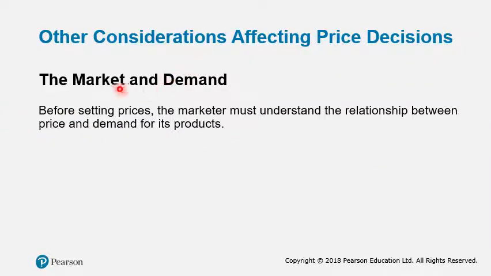Next, you also need to consider the market and demand. Before setting the prices, marketers should understand the relationship between price and demand for its product. Of course, like I told you just now, the cheaper the price, the higher the demand, and if the price is very expensive, demand will tend to be low. But it is not all the time, and it always depends on the types of product, whether it's a convenience product, a specialty product, or a shopping product.